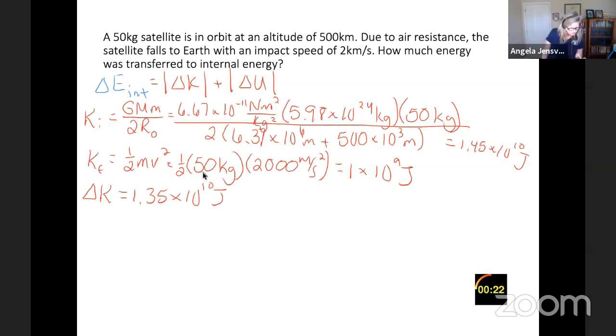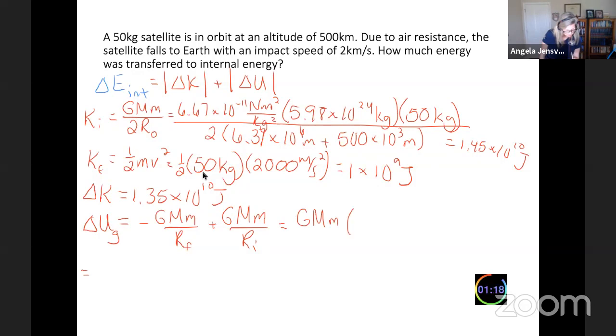Okay, then we need to get the change in gravitational potential energy between its original position and its final position. So we've done this before, but it's negative GMm over R final plus GMm over R initial. And I guess we could pull out the GMm. So it equals GMm times 1 over R initial minus 1 over R final. Hopefully you guys are okay with that algebra. I just flipped the order so that I didn't have a negative in front.